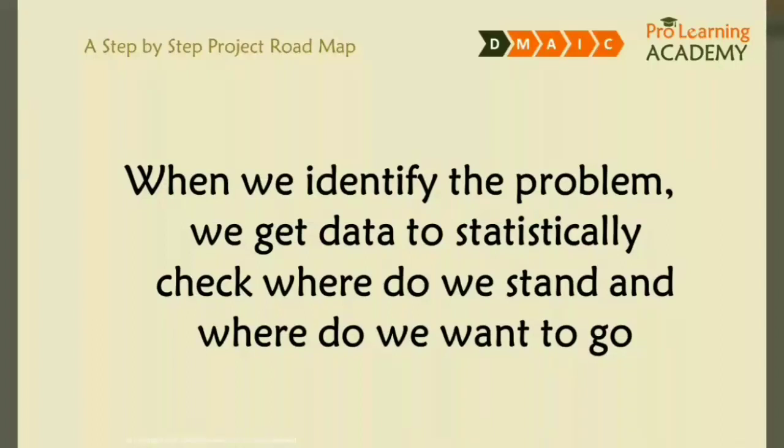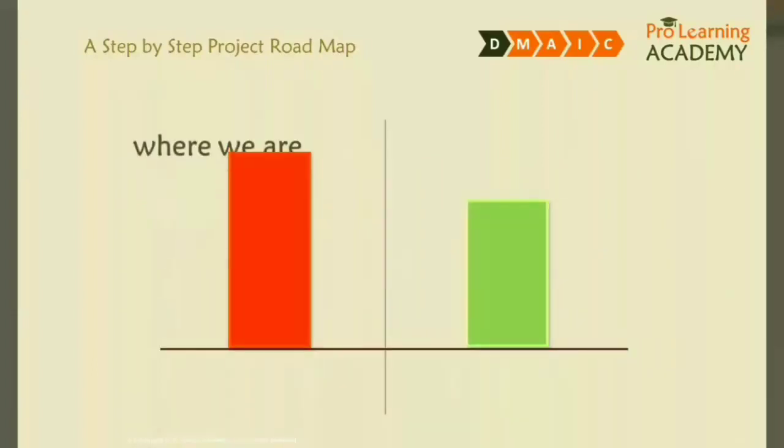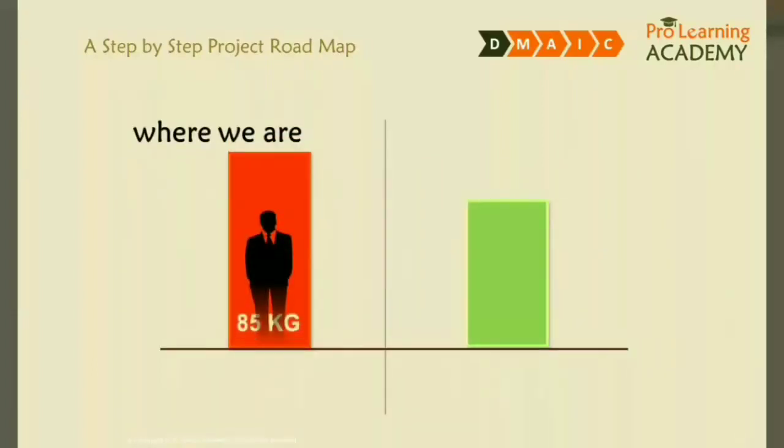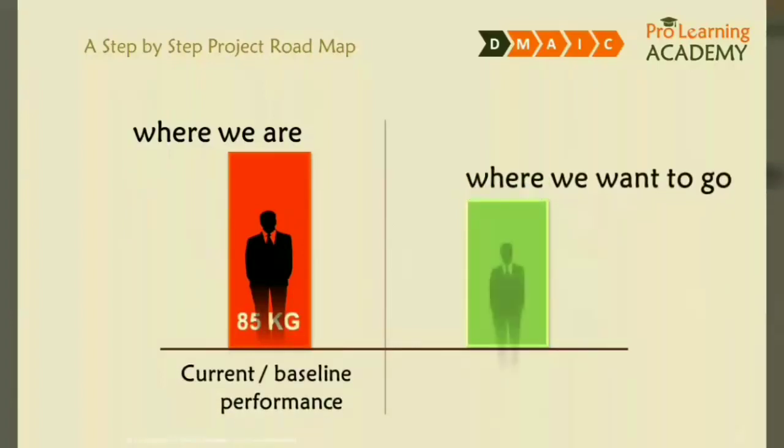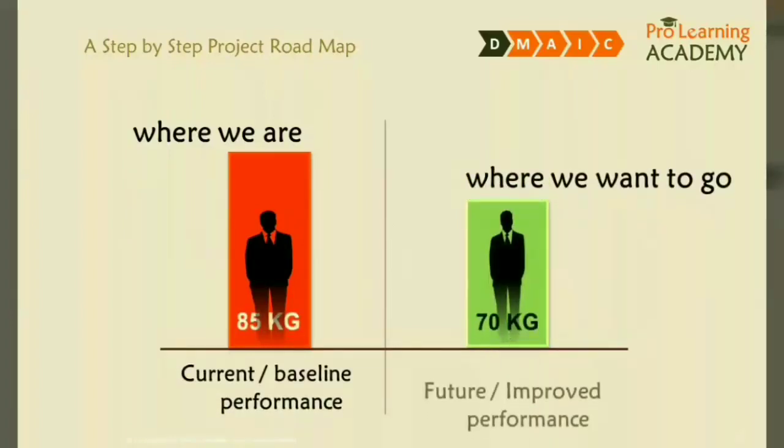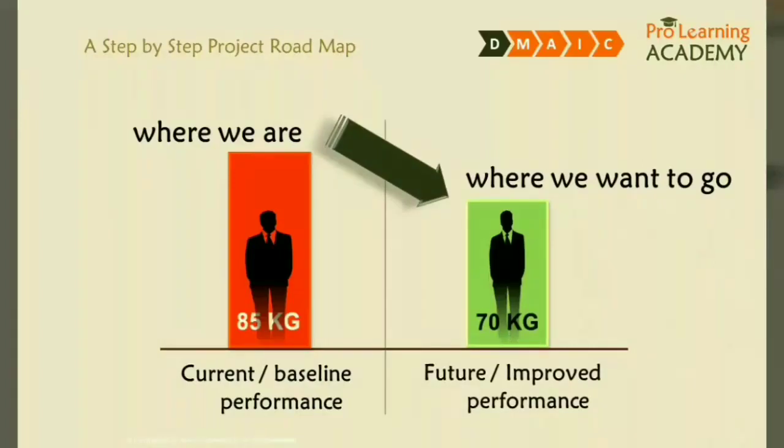For example, let's say I find out my weight is 85 kg and it should be 70 kg. So the target is to reduce weight from 85 kg to 70 kg, and let's say in 3 to 4 months. So where we are is the baseline performance. And where we want to go is the future performance, the improved performance. That's the target.